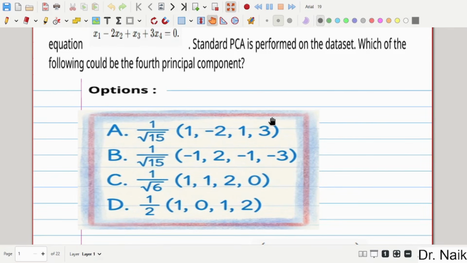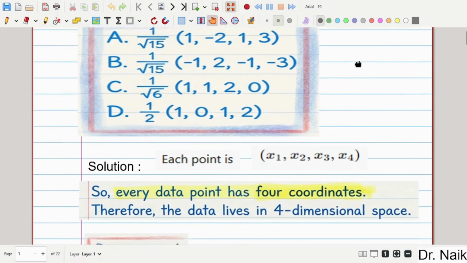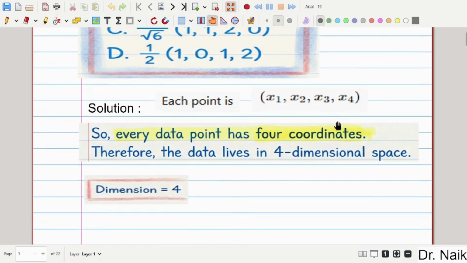So, the question asks to calculate our fourth principal component. The dimension of our dataset D is 4 because each point in the dataset has 4 coordinates, and the coordinates x1, x2, x3 and x4 are the coordinates of each point. Therefore, our dimension is 4.